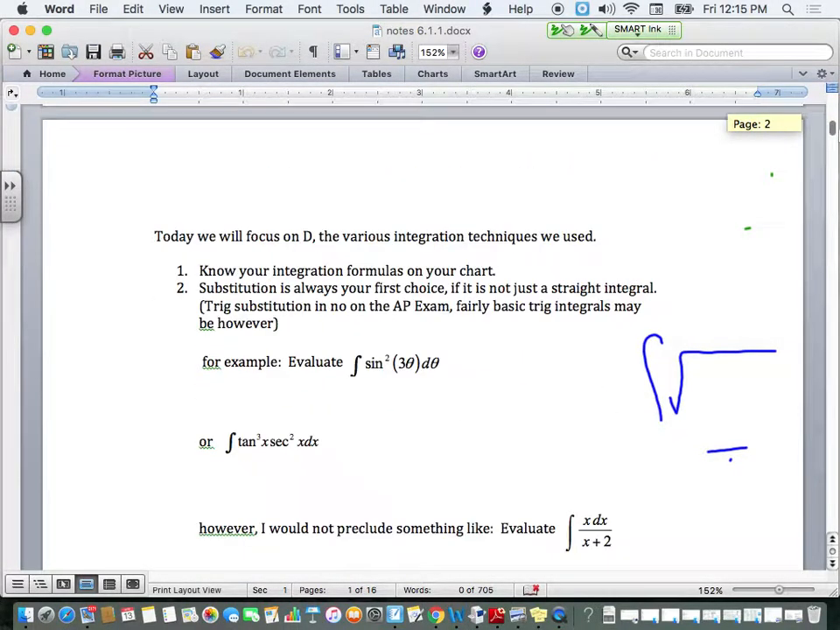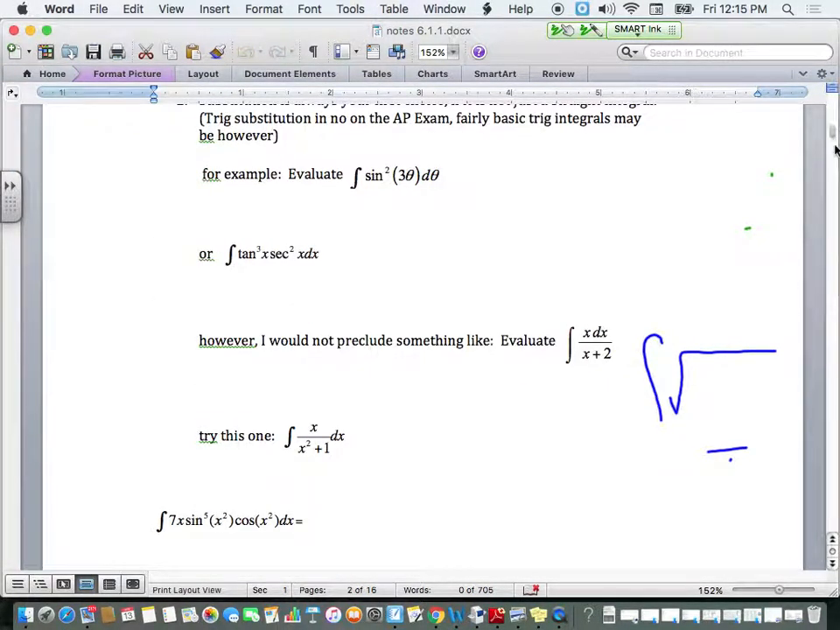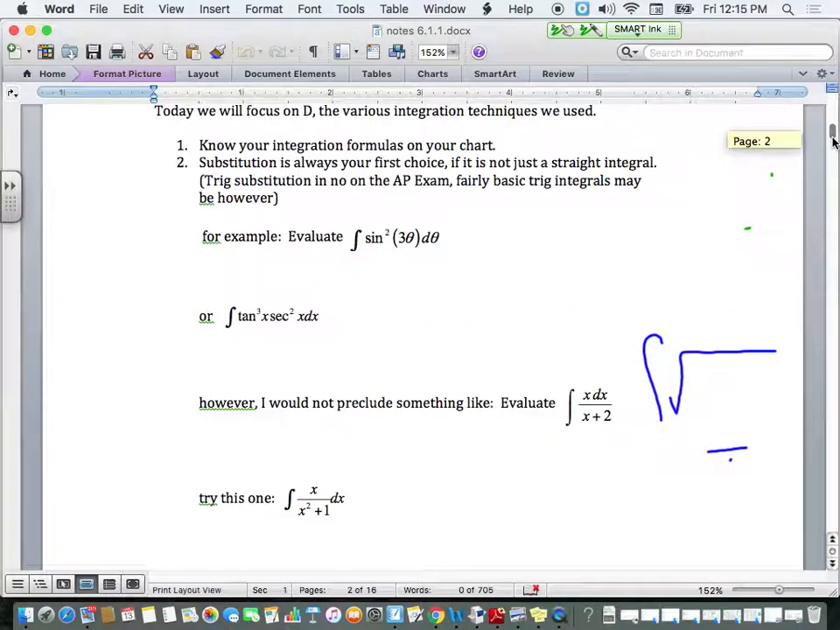All right. So those are some expectations for integration. Today we're going to focus on integration techniques. You should know your integration formulas. That's the first thing I'm going to tell you. I will quiz you sometime this week on all those formulas. Substitution is always your first choice.